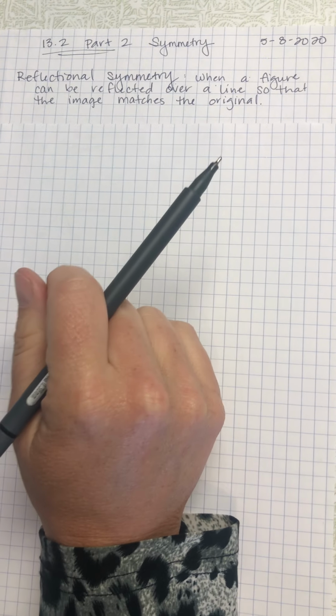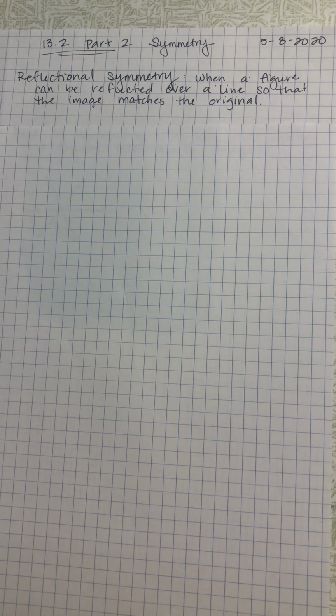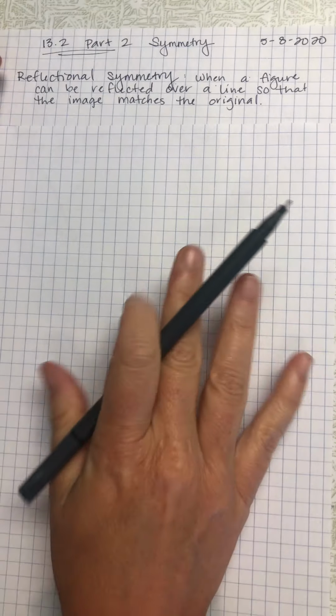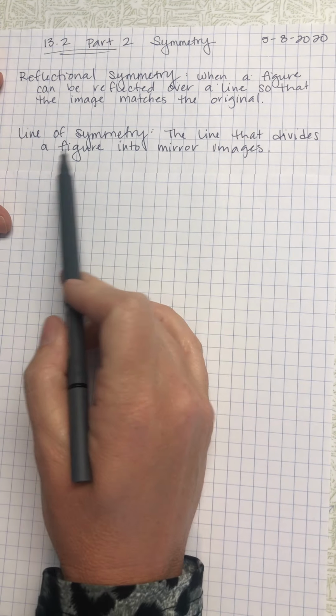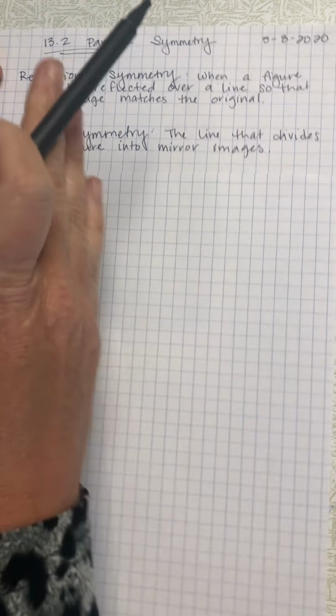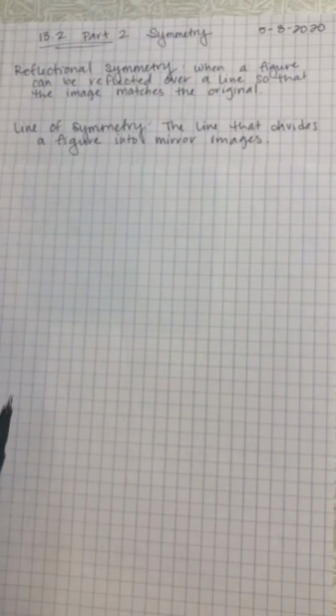Our bodies, for the most part, are symmetric, right? We have an arm and a leg on one side, we have an arm and a leg on the other, eyes, ears. Not everybody is perfectly symmetrical, but you get the idea, okay? The line of symmetry is the line that divides that figure. So if you fold a piece of paper, it's the fold, okay?